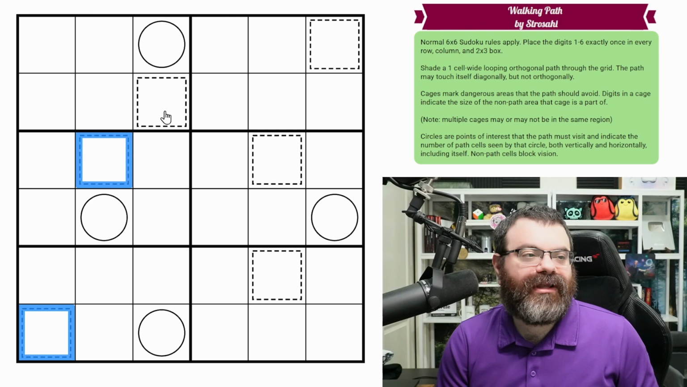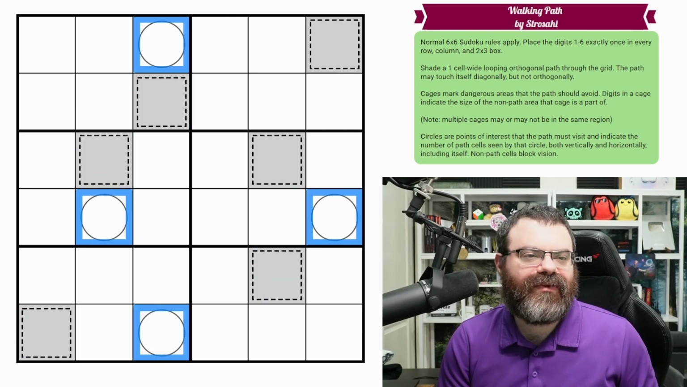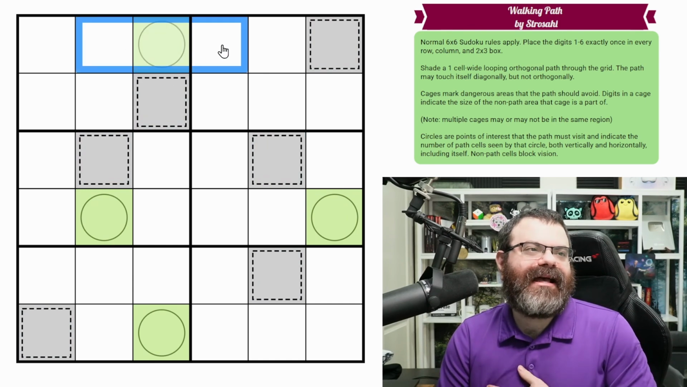Of course, I'm going to get started by coloring. So I'm going to make these gray because we know they're non-path, and I make the circles green because we know they are path. Okay, so this path has to do this.